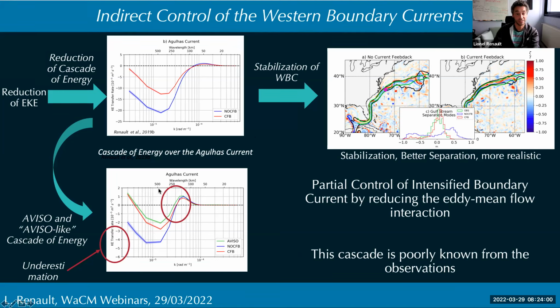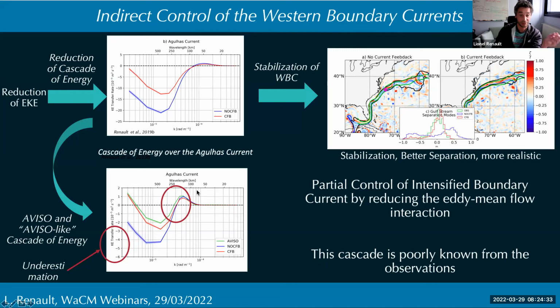And actually, again, in the observations, we can estimate the geostrophic cascade of energy using AVISO. So I did it here, and like in the Arbic 2013 paper, I smooth the simulations to mimic AVISO. So here we have AVISO in green, and in red, the coupled simulation with current feedback, and in blue, without current feedback. So first, it's a kind of indirect validation because we can mimic, we are closer to AVISO.